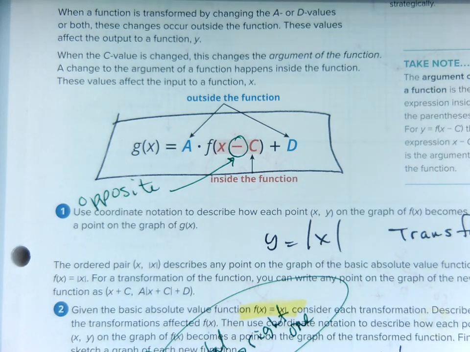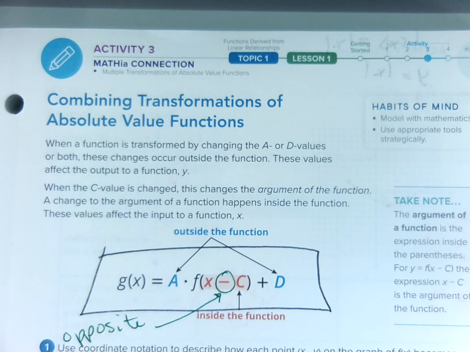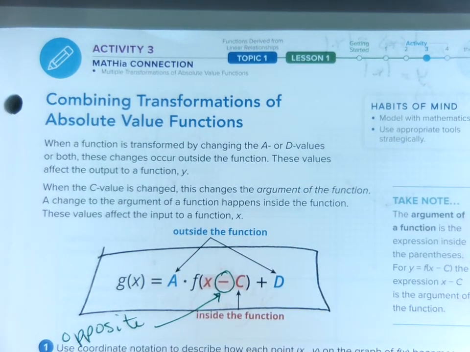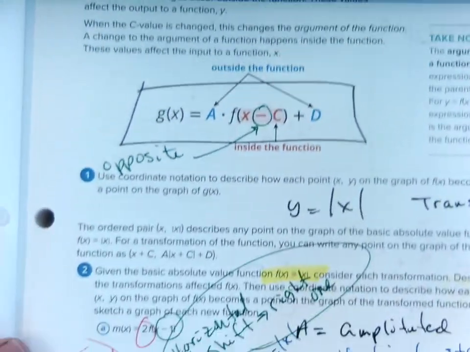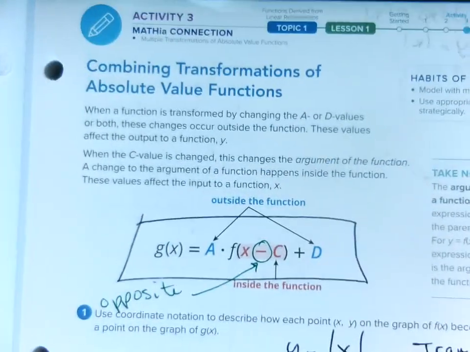Okay, everybody, let's recap the lesson. I'm on page 475. We're talking about multiple translations of the absolute value graph. Okay, so let's just start here. We know that the absolute value graph, f of x, is going to be the plain old V. Okay, f of x, there it is. We know it's the V. And what we're going to do is several translations together.